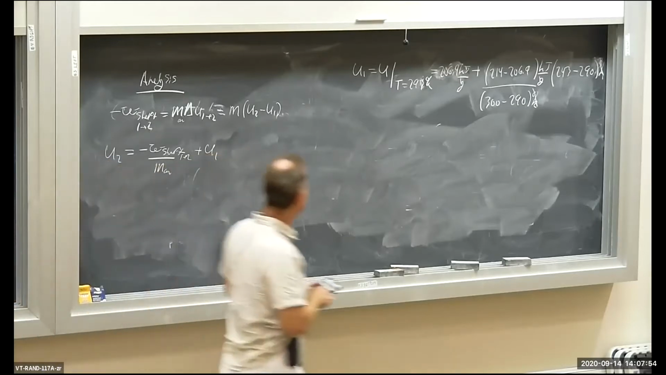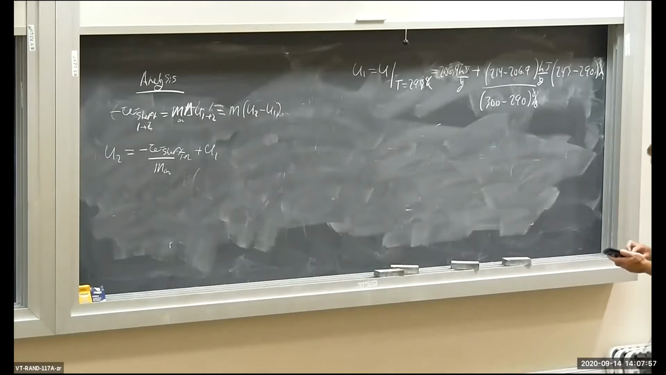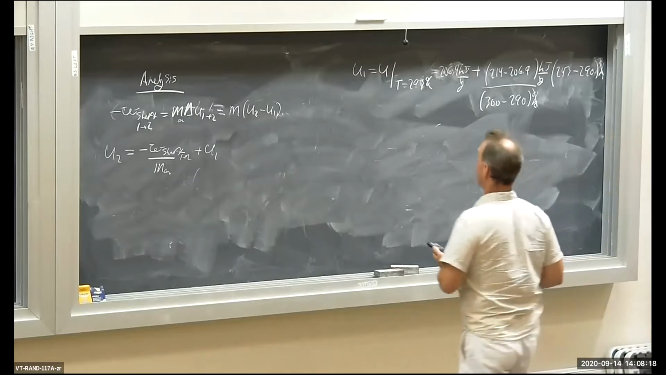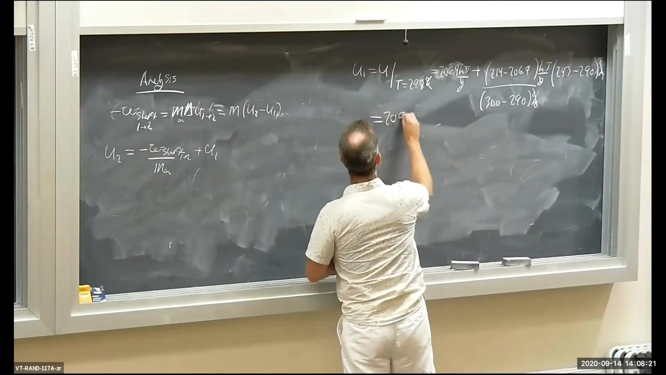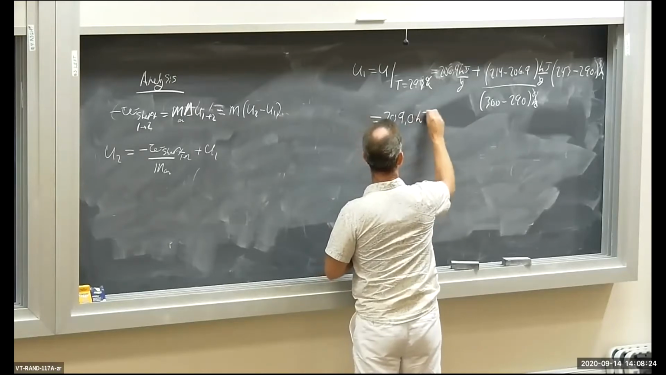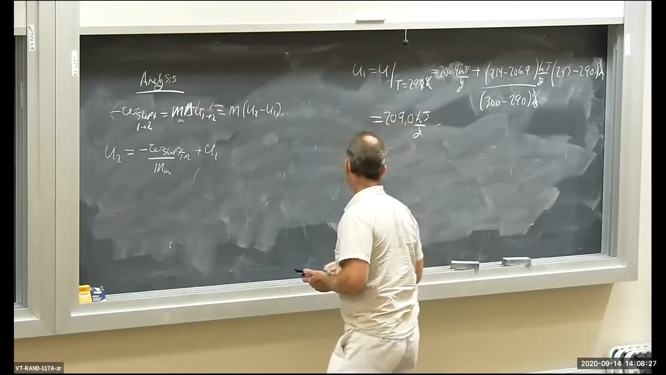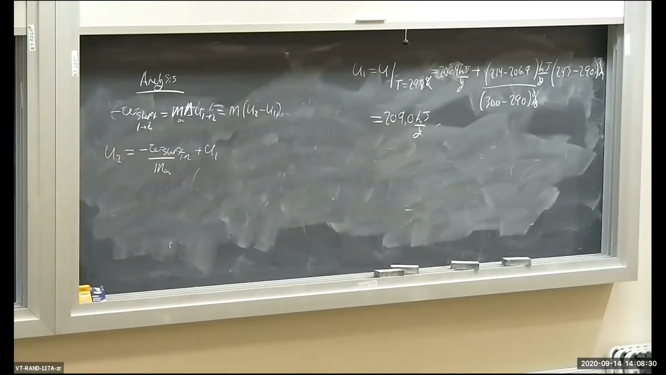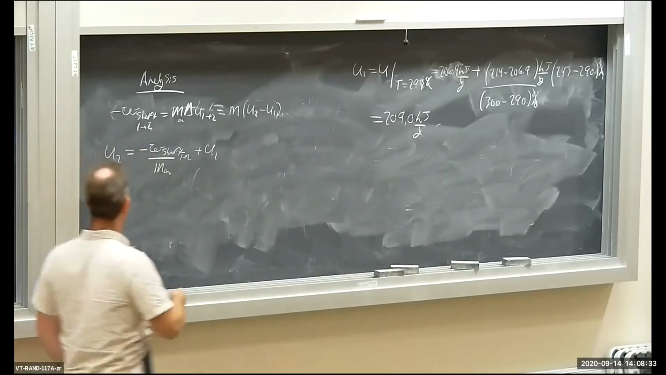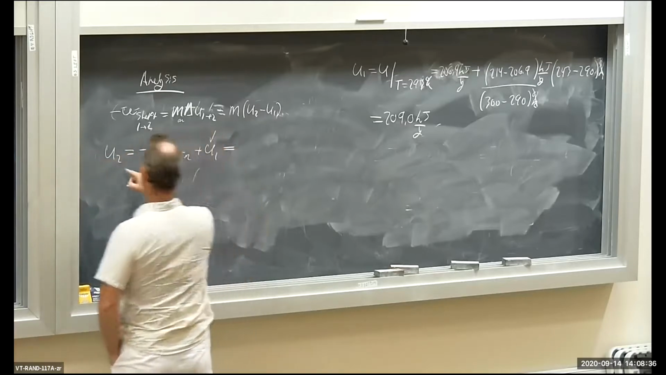Okay, let's see what we have here. 206.9 plus (214 minus 206.9) divided by 10, and then I'm going to multiply this by 3. And I get 209.0 kilojoules per kilogram. So U1 is 209 kilojoules per kilogram. Check. Okay, let's calculate U2.